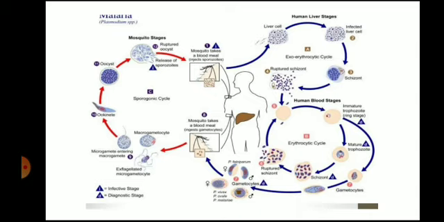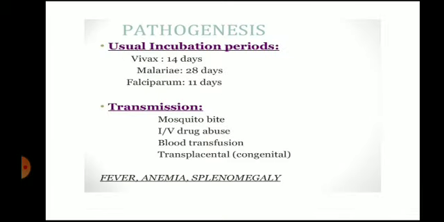are taken up by the mosquitoes, and in the mosquito the macrogametocytes are converted into microgametes, then ookinete and then oocyst in the mosquito stage, and this oocyst ruptures and the sporozoites are released into the bloodstream by the mosquito bite. This is the life cycle of the malaria parasite.